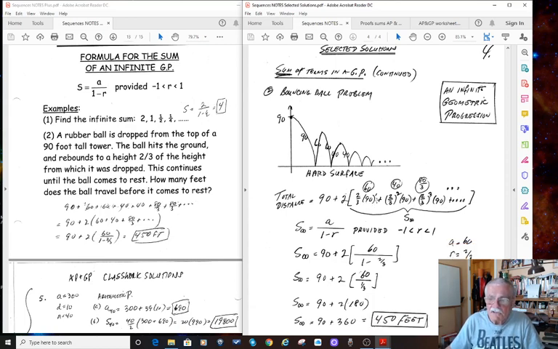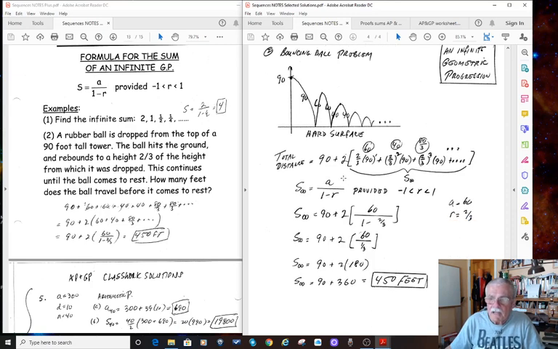I got the 90 once, and then 60 twice and 40 twice. So this is a 60, and this is a 40, because 2/3 of 60 is 40, and 2/3 of that is 80/3, and so forth and so on. So we get actually a geometric progression here. It's clear to see that r is 2/3, and the first term is clearly 60, right? Because 2/3 of 90 is 60. So we get an infinite geometric progression.